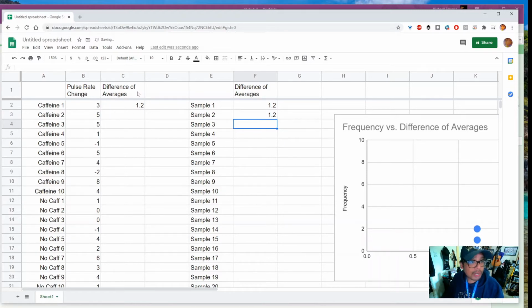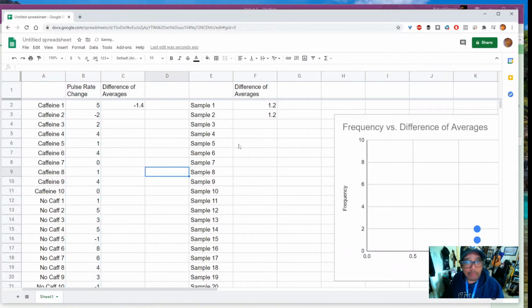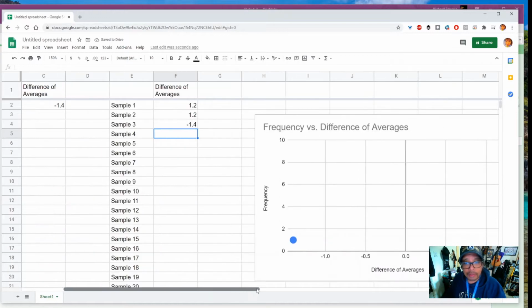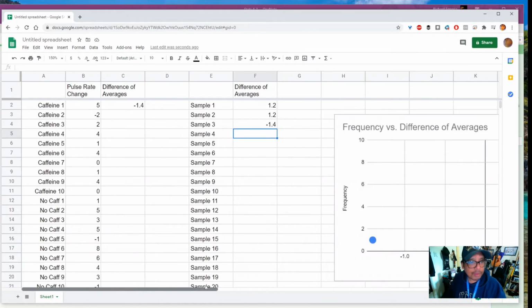I'll do this one more time. Let's randomize the cards, the pulse rates. And I get negative 1.4. All right, we're going to put a negative 1.4 here. And I'm going to continue to do this a few times. There's our dot plot now. I'm going to do this a few times and fast forward, so you don't have to sit through the entire thing. We'll just produce our data with all of these randomizations.